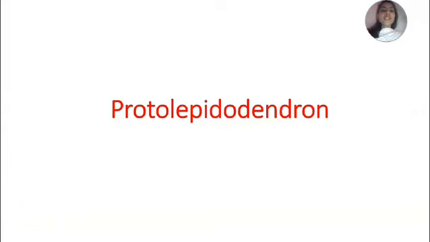Good morning, dear students. Today we are going to discuss protolepidodendron. Protolepidodendron is a fossil pteridophyte. Yesterday we discussed lepidodendron, a fossil pteridophyte that looks similar to isoetes in its anatomy and morphology. Let's discuss in detail what protolepidodendron actually is.